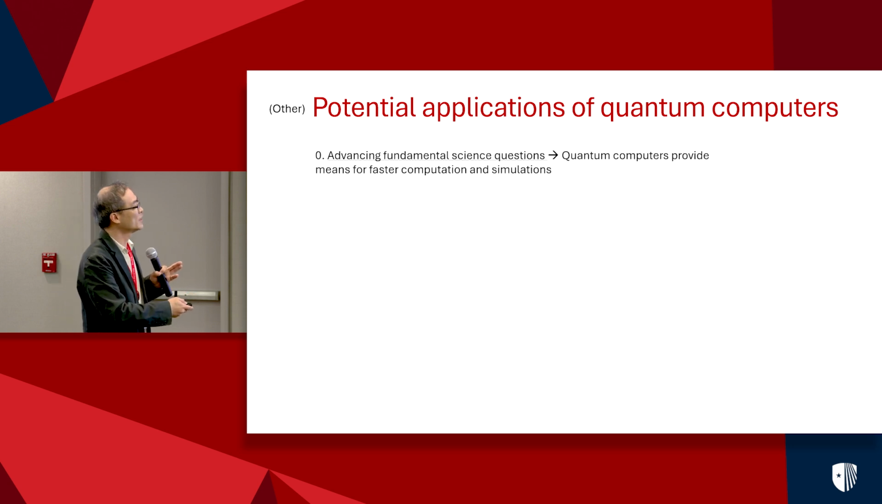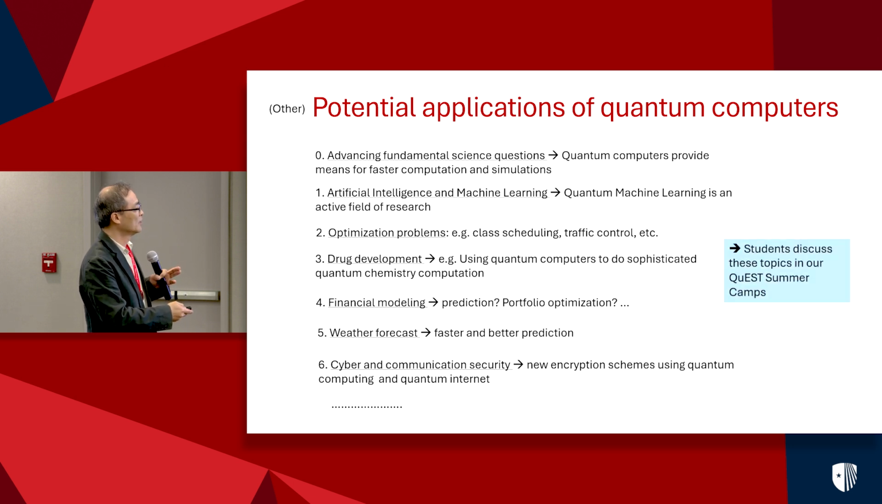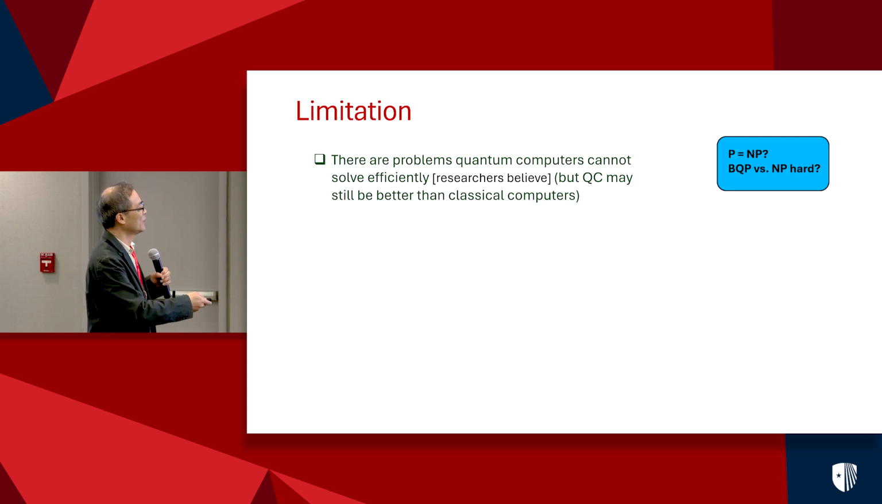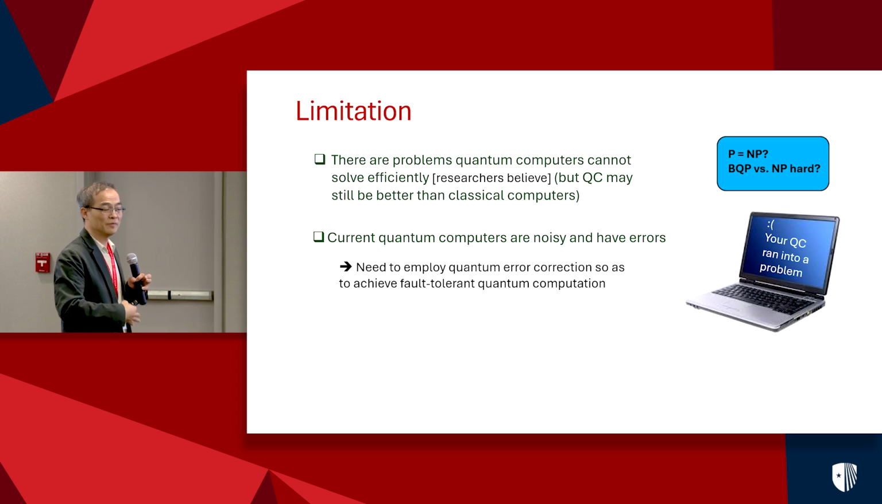So in our camp, we let students discuss potential applications. So I won't go through this. There might be material we post on our websites or maybe in the booklet. There are limitations, as I already mentioned. We think there are problems that a quantum computer cannot solve efficiently, but there might still be improvement compared to a classical computer. The biggest problem is that quantum computers are noisy and have errors. Even if we improve the error, there will still be error. It's hard to get error-free.